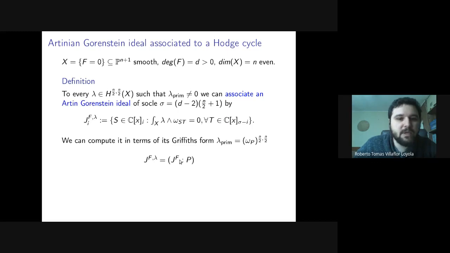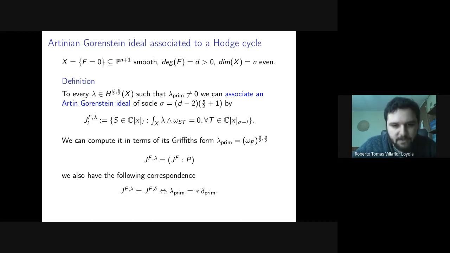Okay. So what I'm trying to tell you is that we can construct this ideal for every Hodge cycle, and furthermore, whenever we know its Griffiths form, we can compute it. This ideal satisfies the following relation. It is not characterizing the homological class of lambda, but it is characterizing it in the primitive homology modulo the action of C star, right? So in particular, it is detecting the algebraicity of lambda, right? Because the polarization is algebraic, it's an algebraic class. Okay.